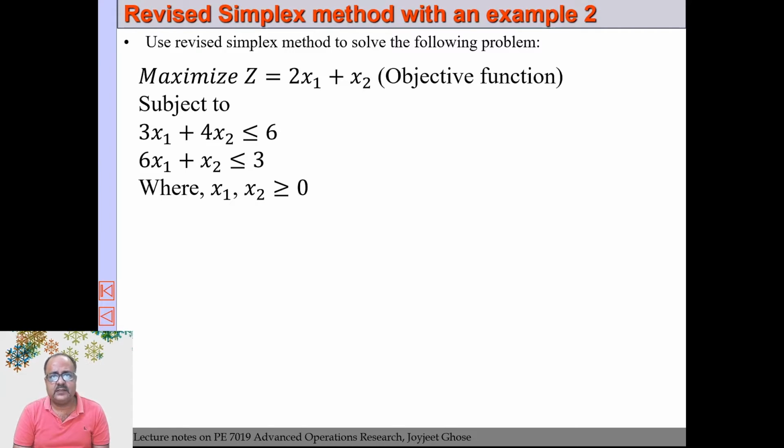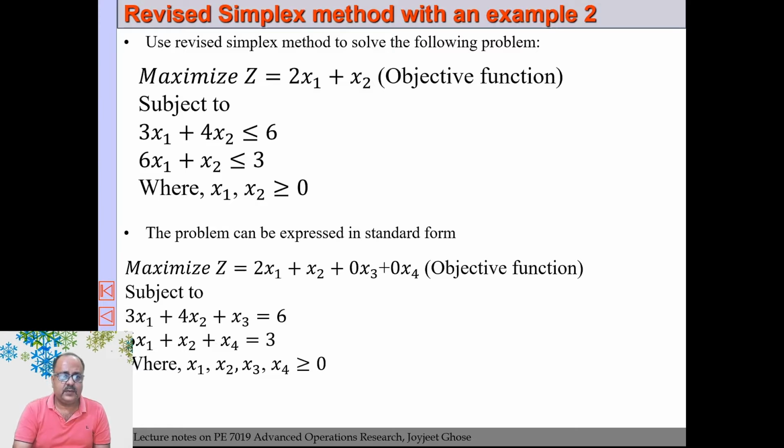We have to maximize z subject to two constraints: 3x1 plus 4x2 less than or equal to 6, and 6x1 plus x2 less than or equal to 3, with x1 and x2 greater than or equal to 0. We have to express this in canonical form, and it can be expressed in this manner.